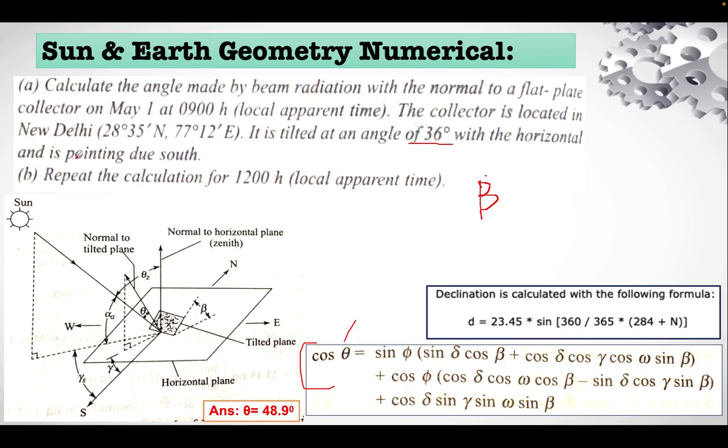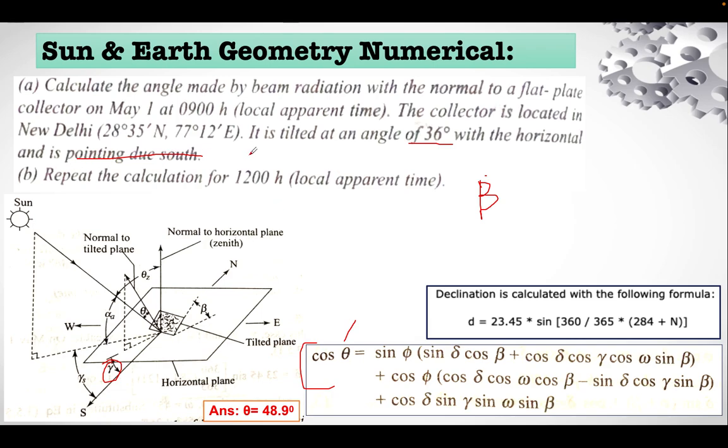Now it is pointing due south. This information is useful to find the value of gamma, the surface azimuth angle, because it is not given directly. Since this surface is pointing towards south, the value of gamma is 0. So gamma will be 0. By using this statement, we can find it.